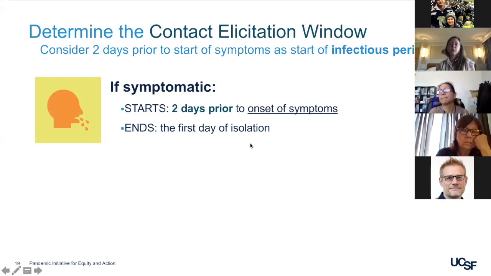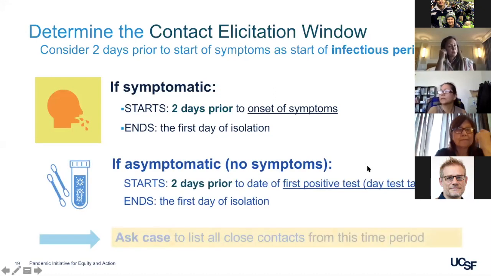So 2 days prior to symptom onset is the start. This is just the date of symptom onset minus 2 days. That's when we want to start getting the contacts, and we complete the window when the case goes into isolation, as they won't have contact with anyone then. So we just remember that minus 2.